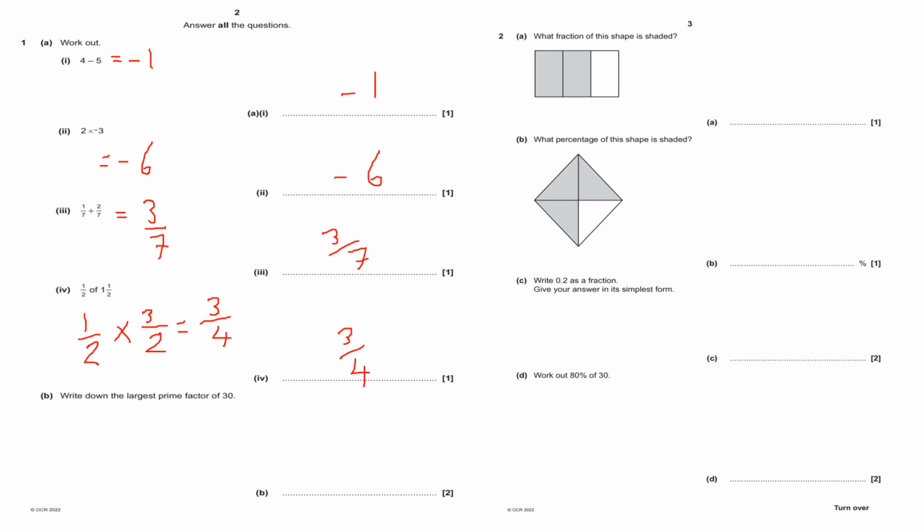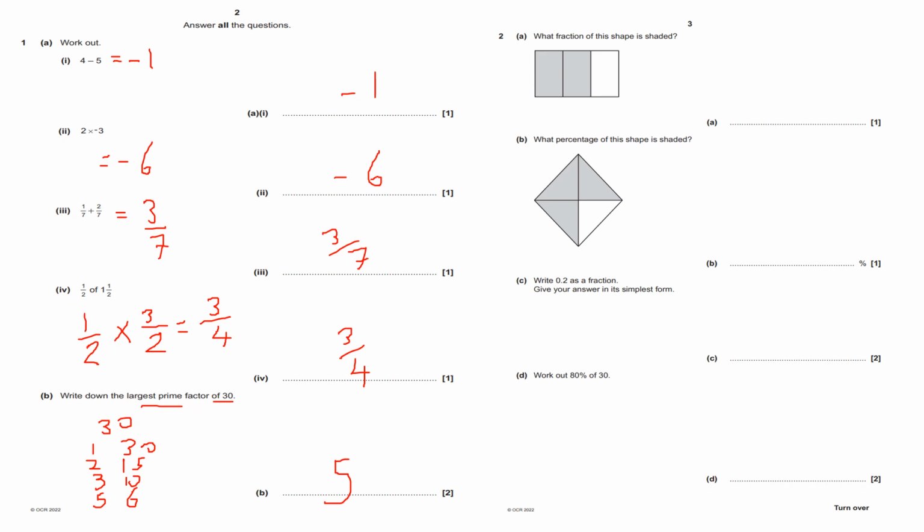Part B, write down the largest prime factor of 30. So the factors of 30 are as follows: 1 and 30, 2 and 15, 3 and 10, 5 and 6. Okay, so they are all my factors. The highest number that is a prime number, and prime number means it has 2 factors, 1 and itself, is actually the number 5. So the number 5 is the largest prime factor of 30.